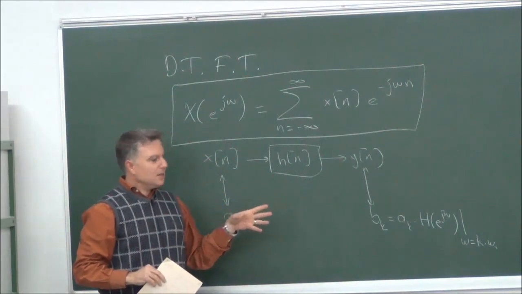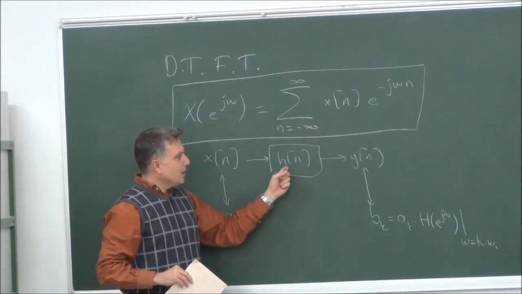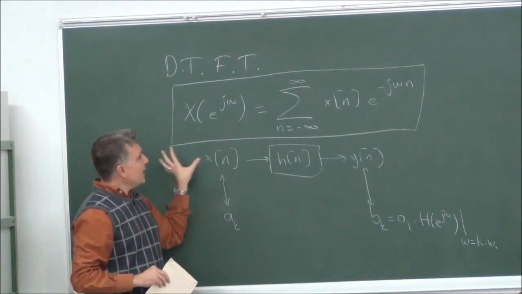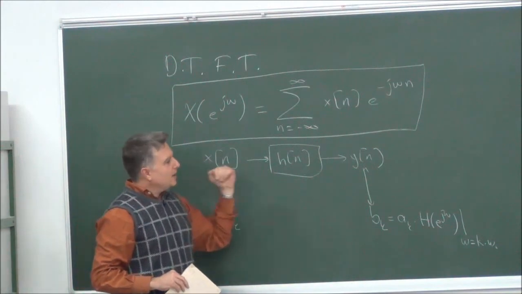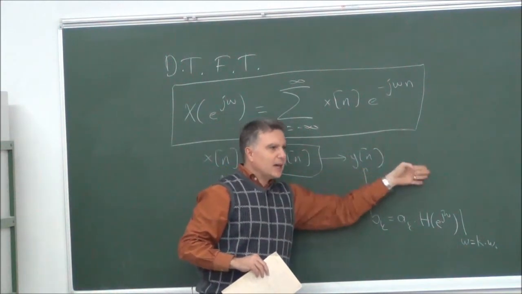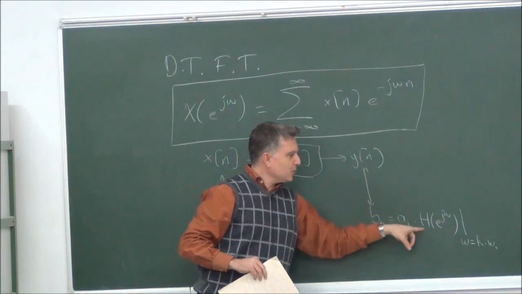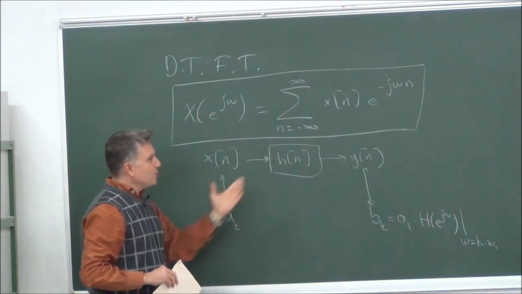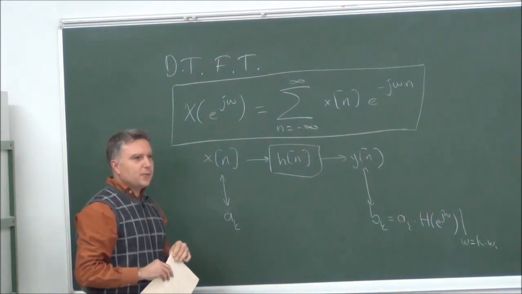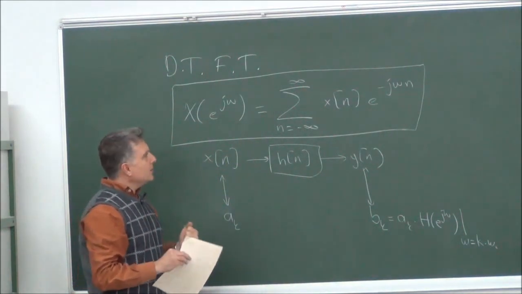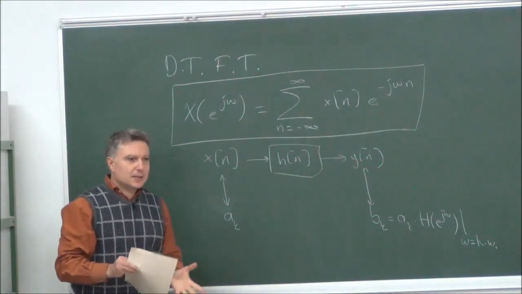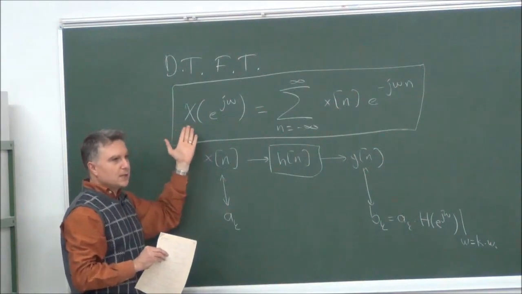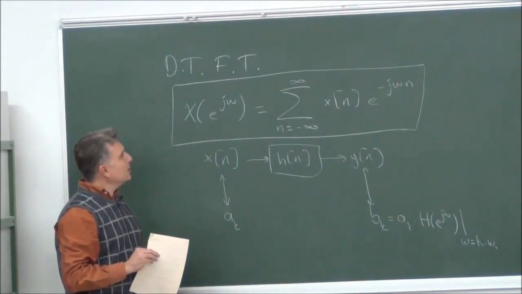So how did we get this formula of h of e to the j omega? We applied an e to the j omega n as the input, and at the output we observed e to the j omega n times something. That times something was h of e to the j omega. So that is the Fourier transform of h of n, and it was valid for a system h of n. Now I'm telling you that it is also valid for the signal itself. If the signal is x of n, then the discrete time Fourier transform of a discrete signal is x of e to the j omega.